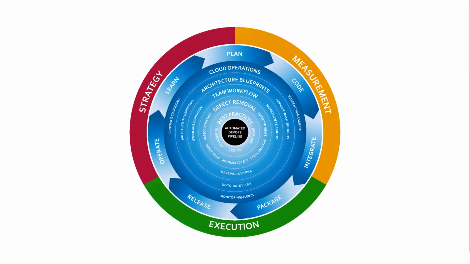And essentially, it starts in the center as with the automated DevOps pipeline, but that's not enough. We also have five critical other layers that need to be part of our environment: best practices, defect removal, team workflow, architecture blueprints, and cloud operations. And then for each layer, we need a strategy. In other words, we need to figure out what we're doing in that layer. Then we need to execute it consistently, and we need to measure it so that we can manage it and tweak it along the way.